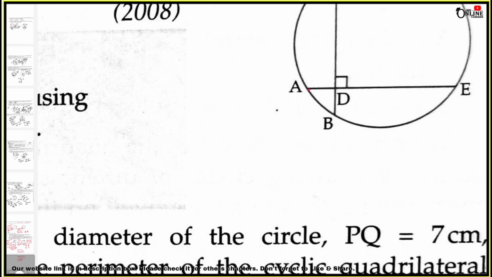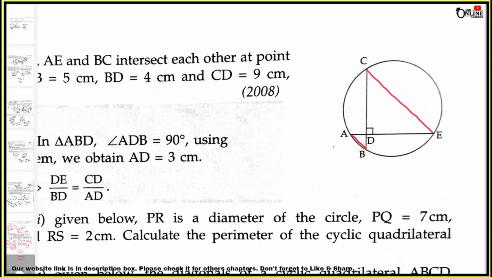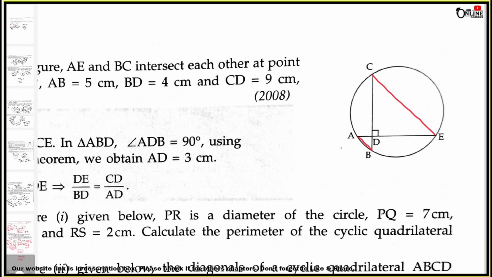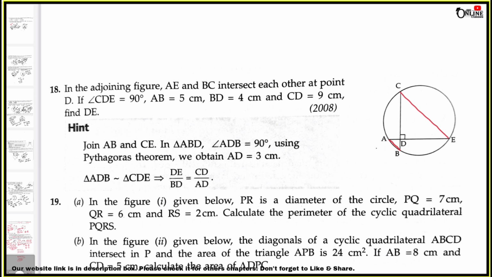Okay. So, first join AB and CE. Join AB, and here CE. Clear? So now angle CDE equal to 90 degree. It's given AB equal to 5 cm, BD equal to 4 cm, CD equal to 9 cm.